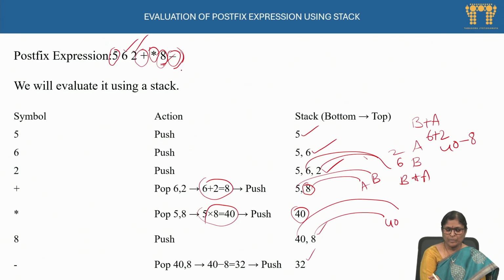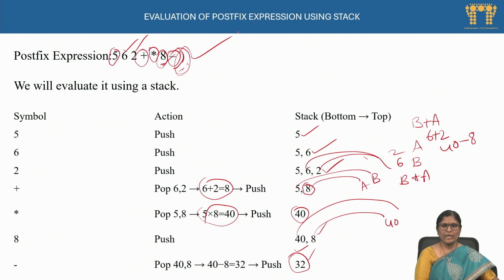Next symbol to be scanned is what? Right parenthesis. Whenever a right parenthesis is encountered, that means what is on the top of the stack is nothing but the value of the postfix expression. So 32 is the answer for this input postfix expression.